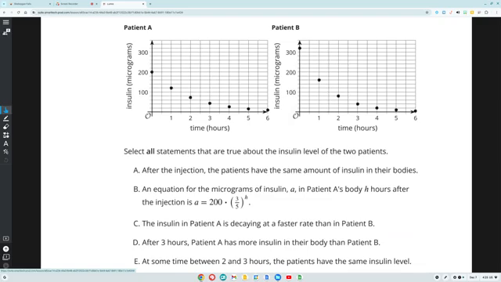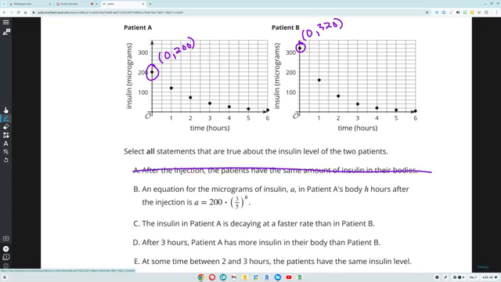A says after the injection, the patients have the same amount of insulin in their bodies. Well, that would mean at t equals 0, the y-intercept or the vertical intercept. Looking here, patient A looks like 200 units or micrograms of insulin at time 0, whereas patient B has a lot more, 320. So after the injection, the patients do not have the same amount of insulin, which means, nope, not A.